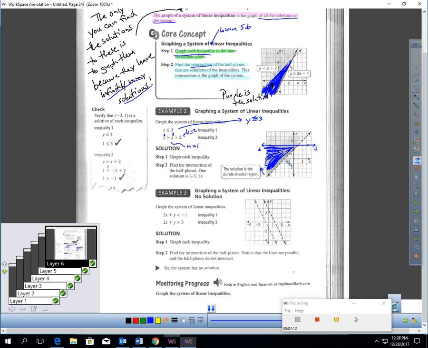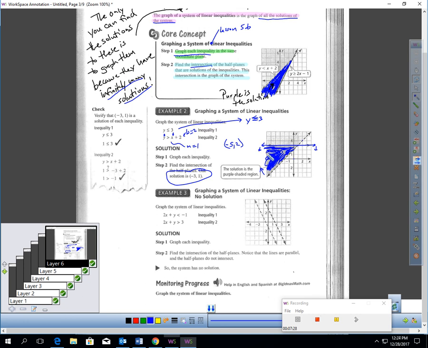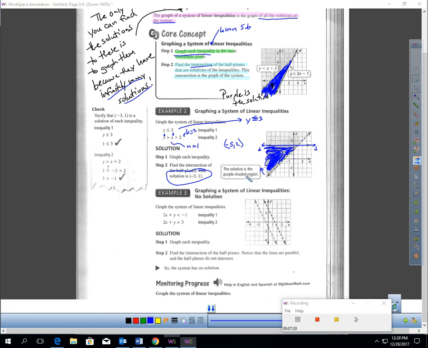So they put here one solution is negative 3, 1. Do you notice how negative 3, 1 is part of the shaded region? Here's another solution. What about negative 5, positive 2? That would definitely be part of the shaded region.